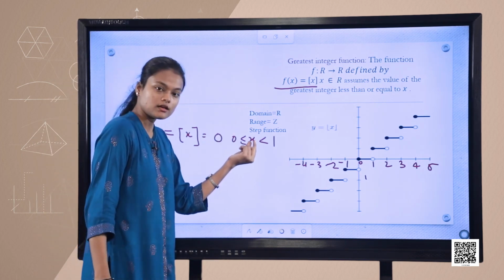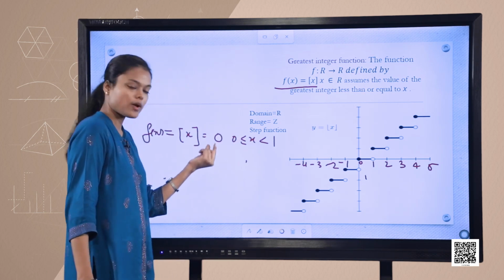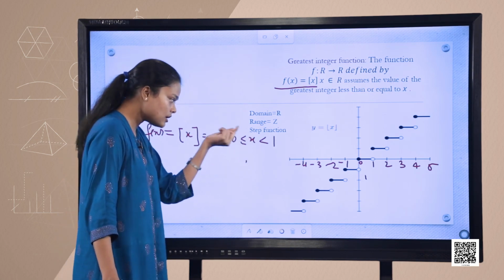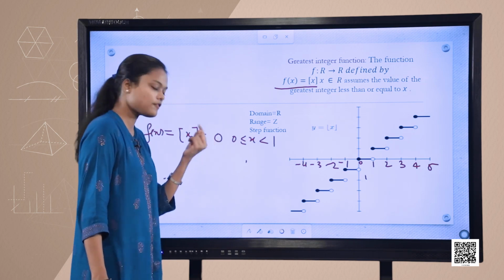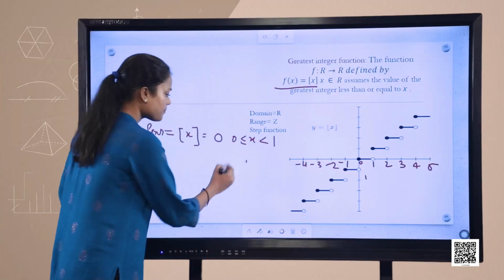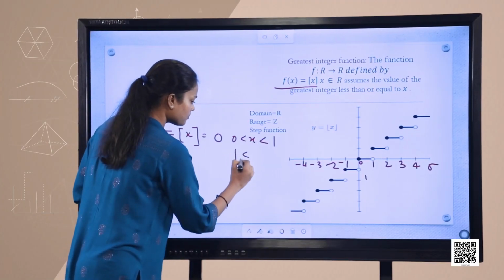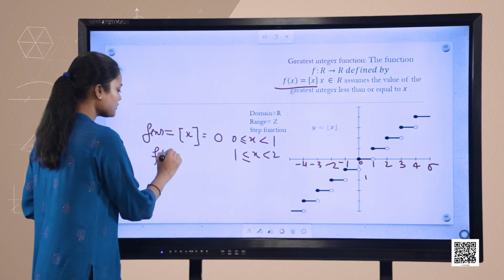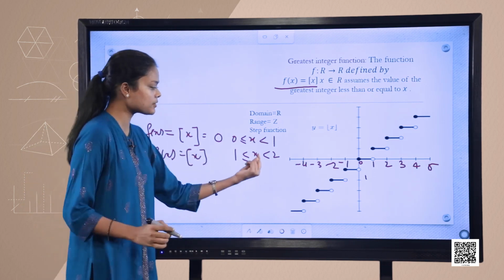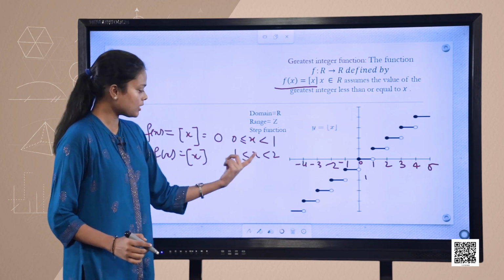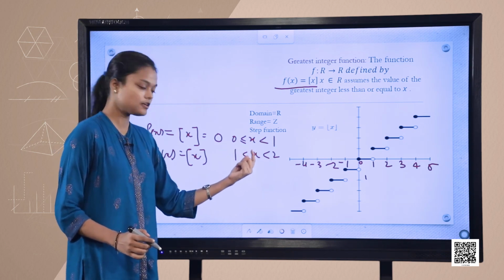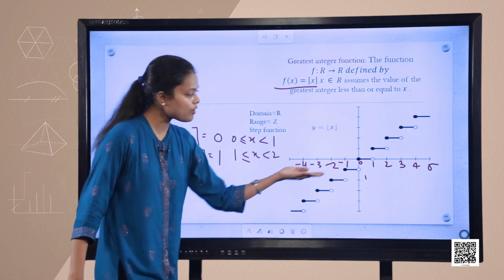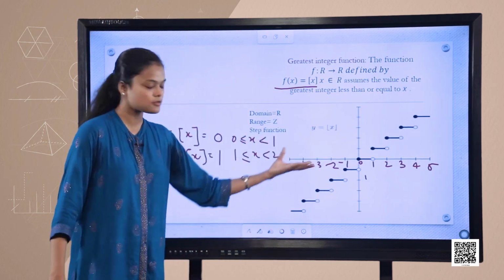If x is 0.5, the value will be 0. For 0.3, again the value of the function will be 0. And if x is equal to 0 also, then again the value of the function will be 0. Next, the interval is this. Now you may see what the value of the function is when my x is lying between the points 1 and 2, that is, x is in the interval 1 to 2. The answer will be 1 every time. And this is how we are getting our step function, steps.